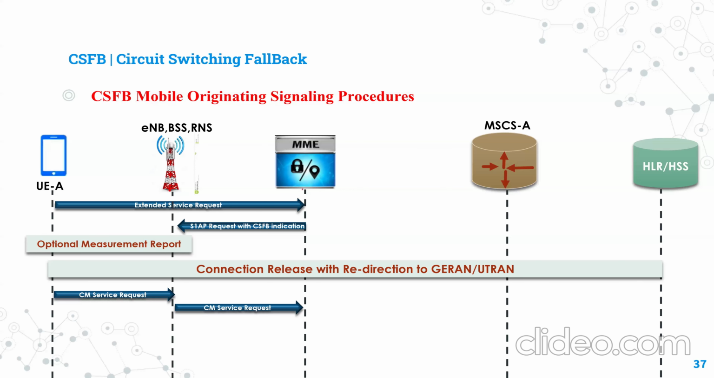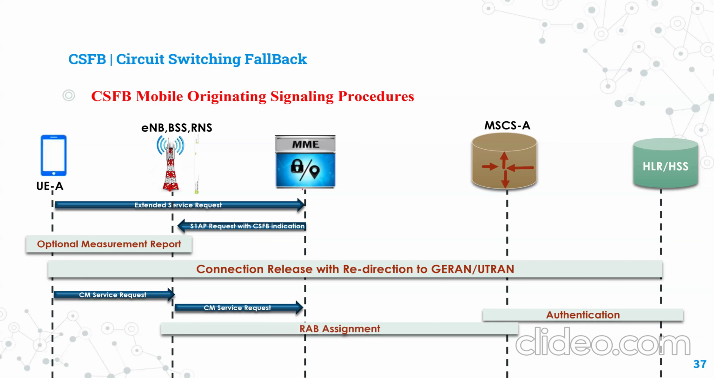So it goes to the HLR and asks it on which MSC is this B number that I want to call. All of these are things that happen before I connect the call of the user, which are, again, the authentication, the RAB assignment, and checking user location. Then we connect the call with the destination MSC, all right? And this is, again, the circuit switching fallback, mobile originating signaling procedures.